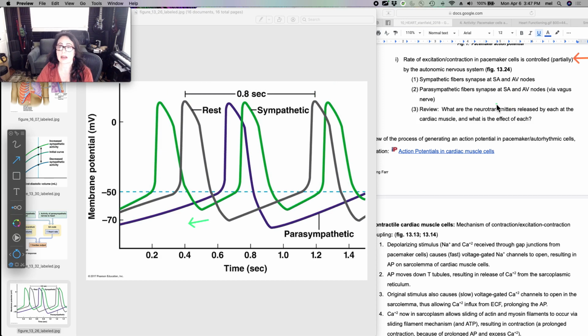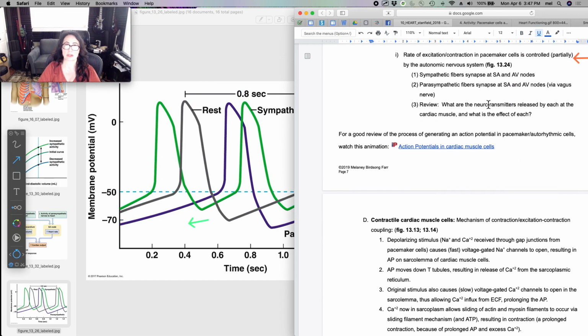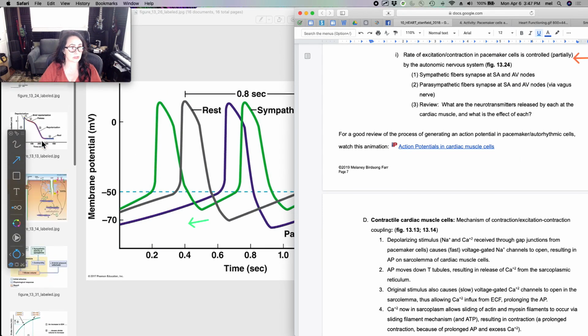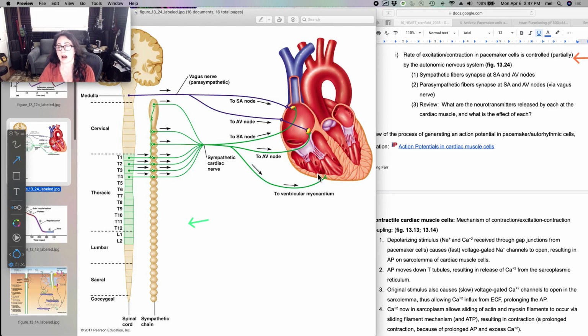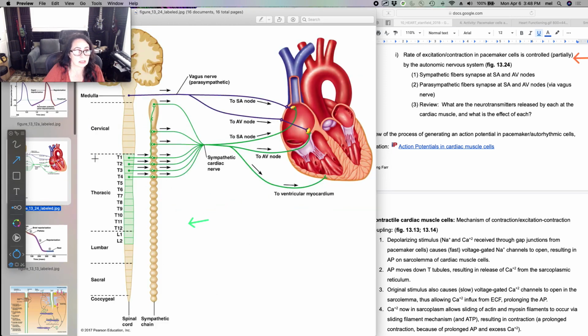Okay, so the rate of excitation and therefore contraction in the pacemaker cells is controlled partially by the autonomic nervous system. Go back to our autonomic picture here. What the autonomic nervous system does is parasympathetic hooks up to the SA and the AV node. Sympathetic, medulla oblongata, controls it, but it controls it via going down to, again, the thoracic region of the spinal cord, and then out through the ganglia, right? And then to the SA node and the AV node. And it's going to release norepinephrine, and that's going to increase the heart rate.